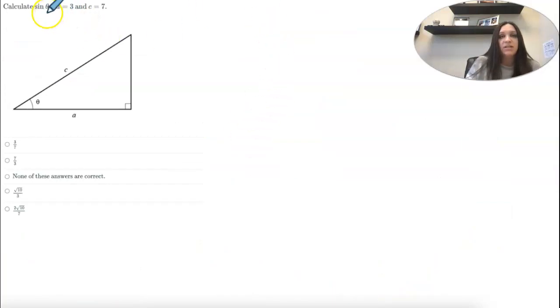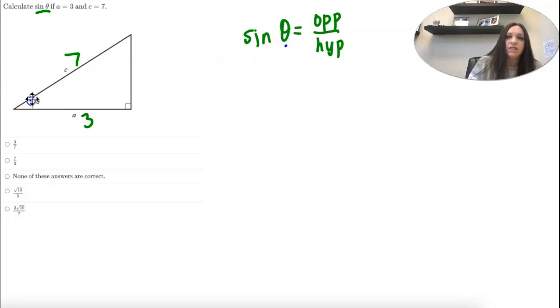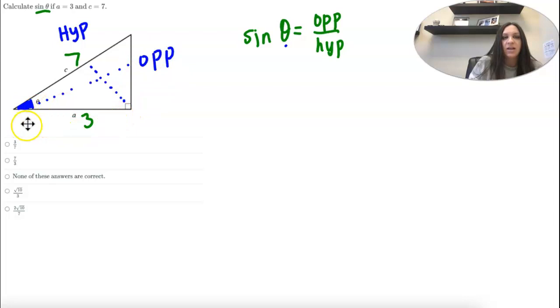We want to calculate sine of theta if A is 3 and C is 7. So first I'm going to start with, I know sine is the opposite side over the hypotenuse. So let's look. Theta is the reference angle. So here's my reference angle. Let's see what sides we have. I like to start with across from the right angle is the hypotenuse. Across from the reference angle is the opposite, and then the last side that's next to the angle is the adjacent.